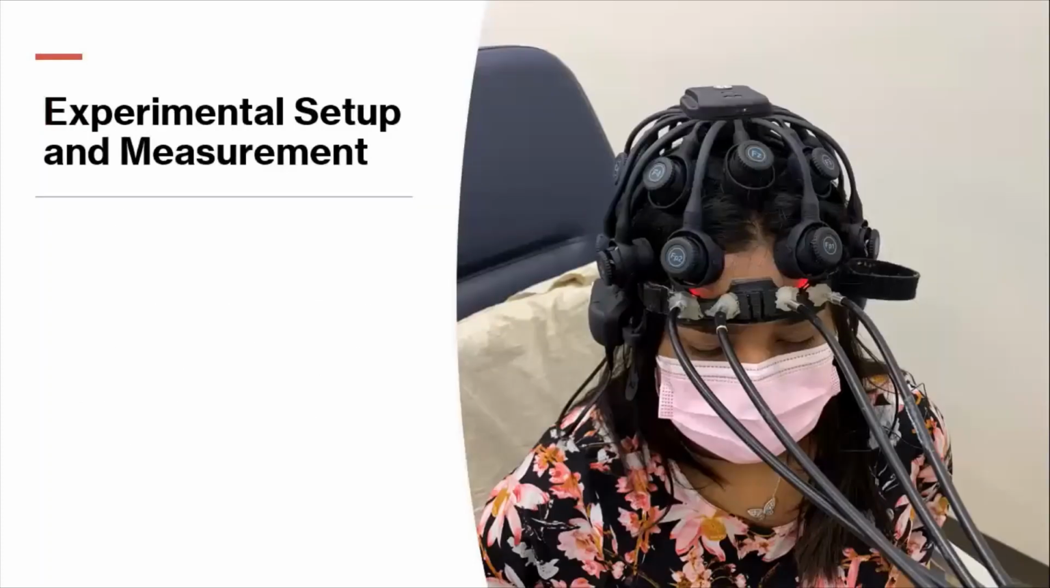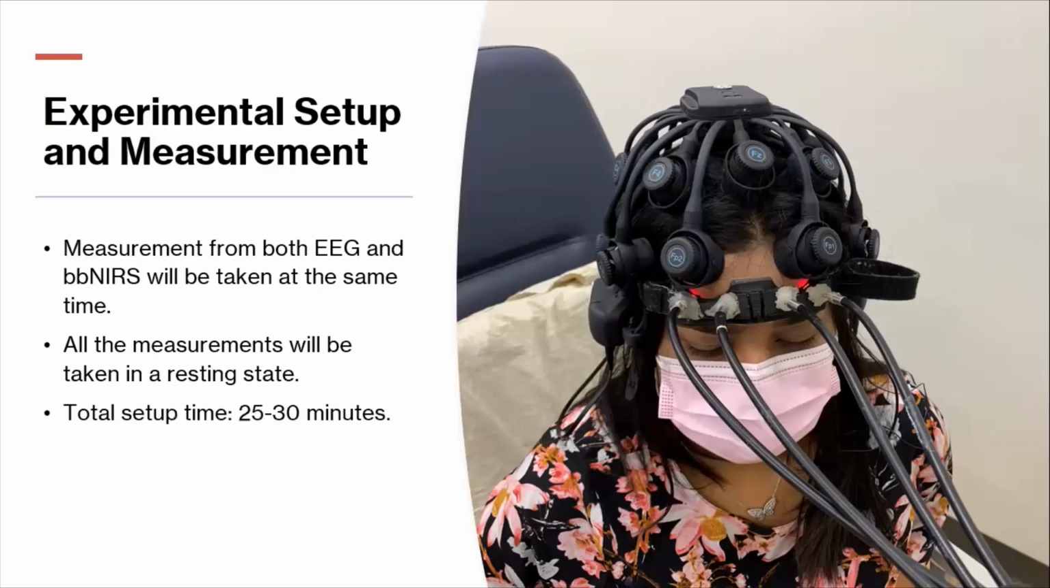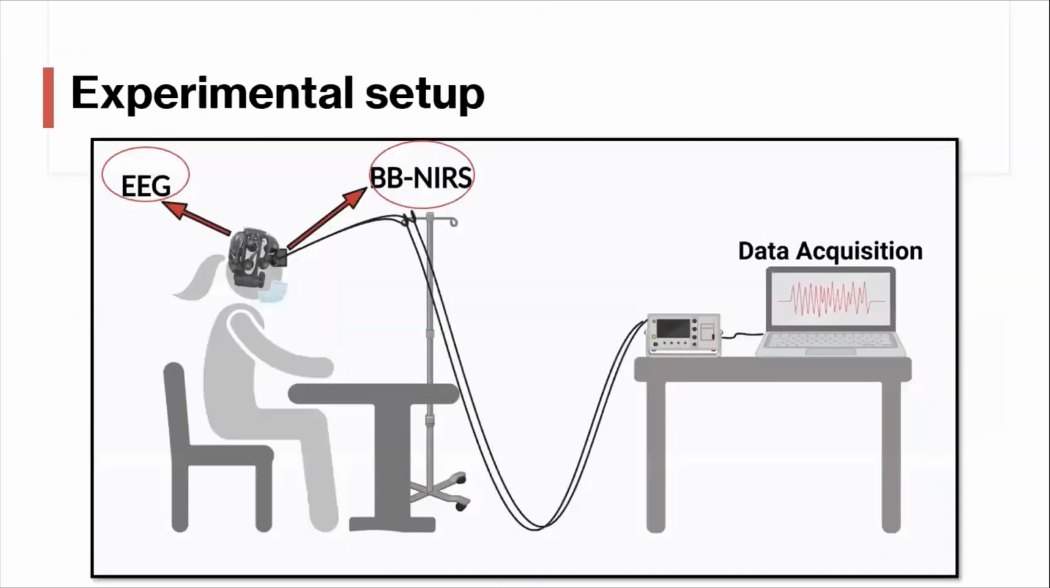In the actual experiment, we will collect data from the EEG and bbNIRS at the same time. You'll be in a resting state, which means you won't be performing any tasks. It'll take us up to 30 minutes to set up. Then we'll record your data with your eyes open for 7 minutes, then with your eyes closed for 7 minutes. This graphic shows the full setup.